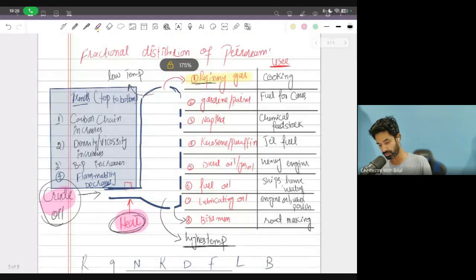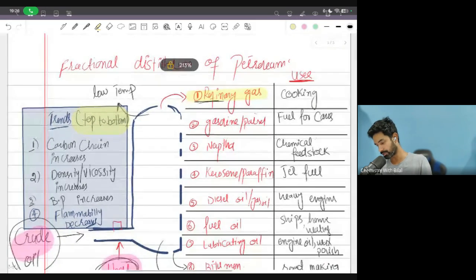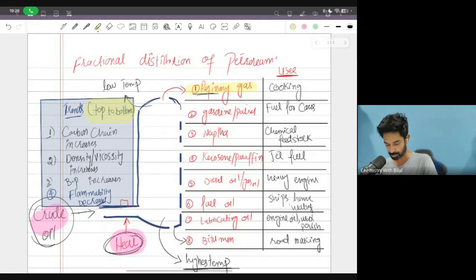But there are a few trends which we need to consider as you go top to bottom or bottom to top. We've written these trends moving from top to bottom. As you go top to bottom, the carbon chain increases, which means the fraction at the top has the lowest number of carbon atoms. As you move down, gasoline has more carbon than refinery gas, naphtha has more, then kerosene. So the most carbon atoms are possessed by bitumen.